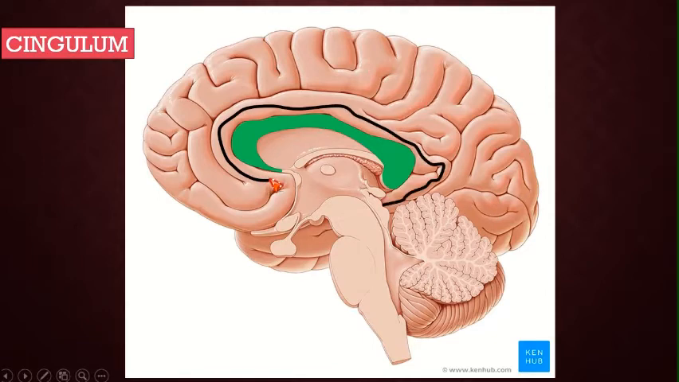The fibers arise just below the rostrum of the corpus callosum, and they extend posteriorly like this, reaching the parahippocampal gyrus. Okay, this is how these fibers are extending. So the cingulum forms a part of the Papez circuit for emotional integration.